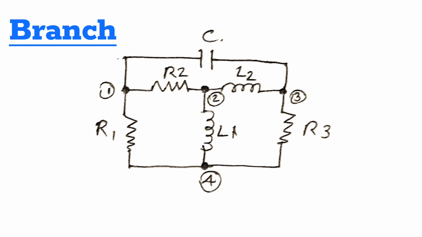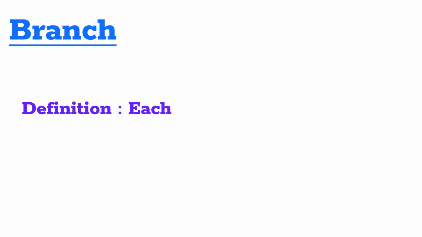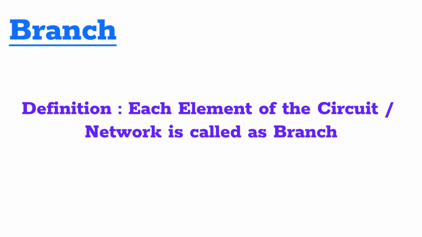The first one is branch. What is branch? How to identify whether it is branch or node? Let us analyze in this section. In the given network, each and every element of the network can be considered as a branch. So when it comes to definition, each element of the circuit or network is called a branch.